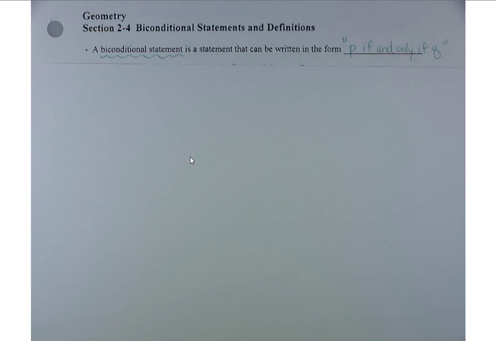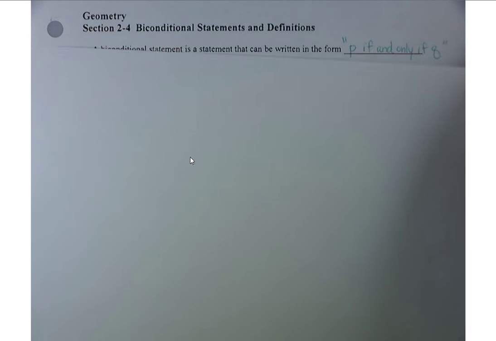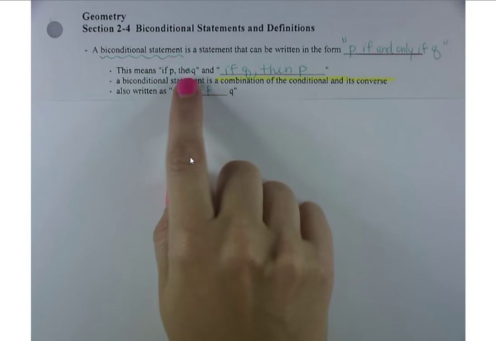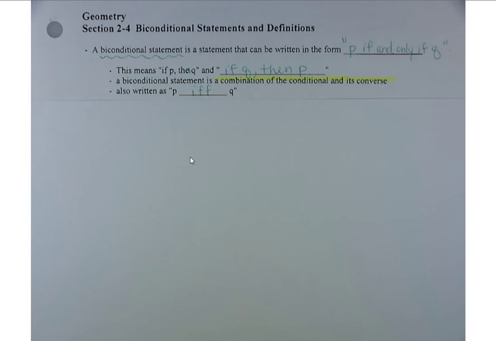Do you guys know what form we'd say conditional statements are? If P then Q. If, yeah, if then, right? If P, then Q. So for these, it's P if and only if Q. And there's something special about that we're going to talk about today. So this means if P, then Q, and if Q, then P. So it has a double meaning.